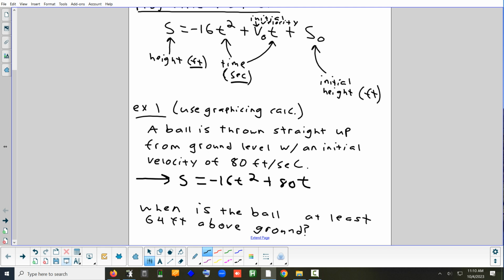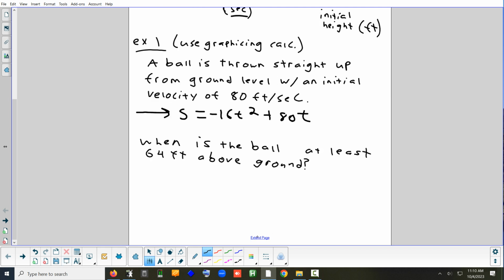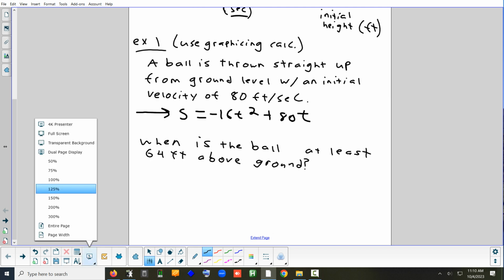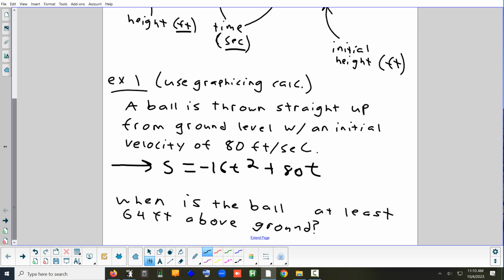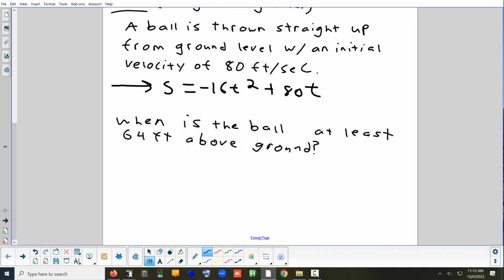Now, what do they want to know? They want to know, when is the ball at least 64 feet above the ground? Okay, when is it at least 64 feet above the ground? So that means they want to know when the height is, what does at least 64 feet mean? What is it? Greater than or equal to. Yeah, greater than or equal to. So that's the question they want me to figure out. When is the height greater than or equal to 64?